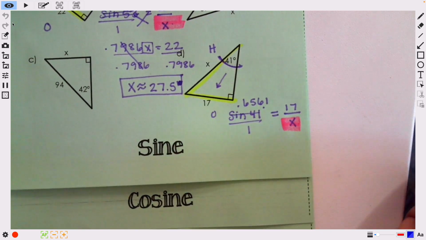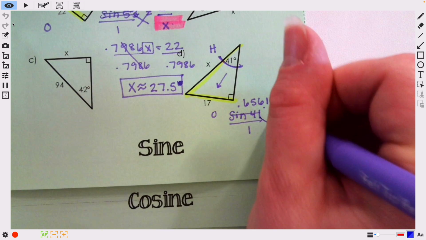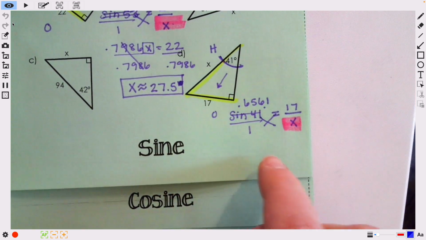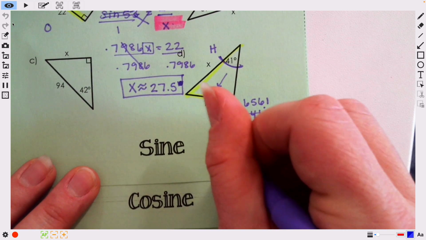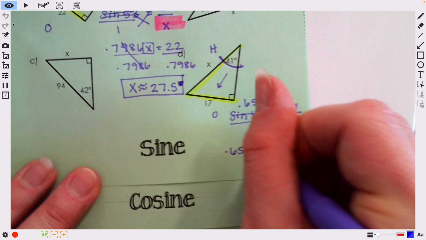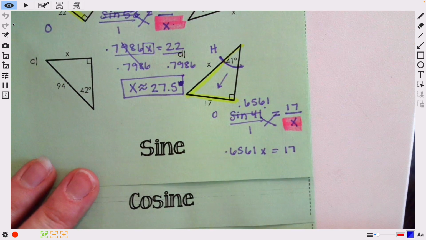Okay, good. All right, and then we're going to cross multiply again. That's why I put it over 1, so that it makes a fraction. Cross multiply. 0.6561x equals 17 times 1 is 17.